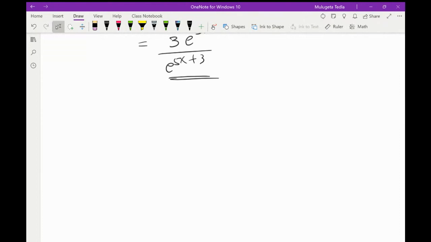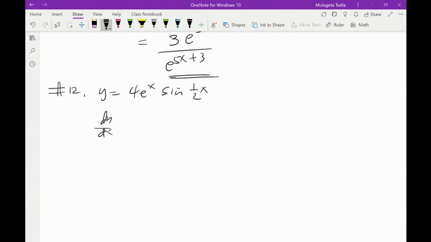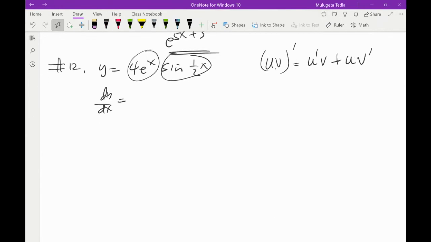Number 12 is a product rule. So it is y equals e to the x times sine of half x. So dy by dx, the derivative of this, there are two functions, u and v. When you find the derivative of the product of two functions, it's u prime v plus u v prime. You do a linear combination of the primes.